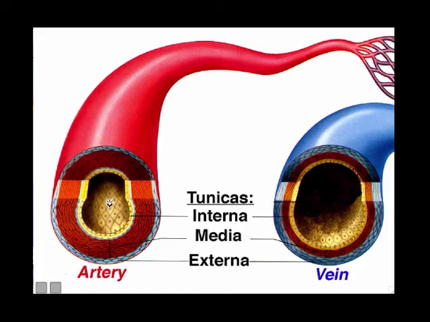So here in a few minutes, I'll show you an actual photograph of a cross-section of an artery and a vein, and I'll ask, which do you think is the artery and which do you think is the vein? And so the one that has the thicker wall and therefore the smaller lumen is the artery, and the one that has the thinner wall and therefore the larger lumen is the vein.